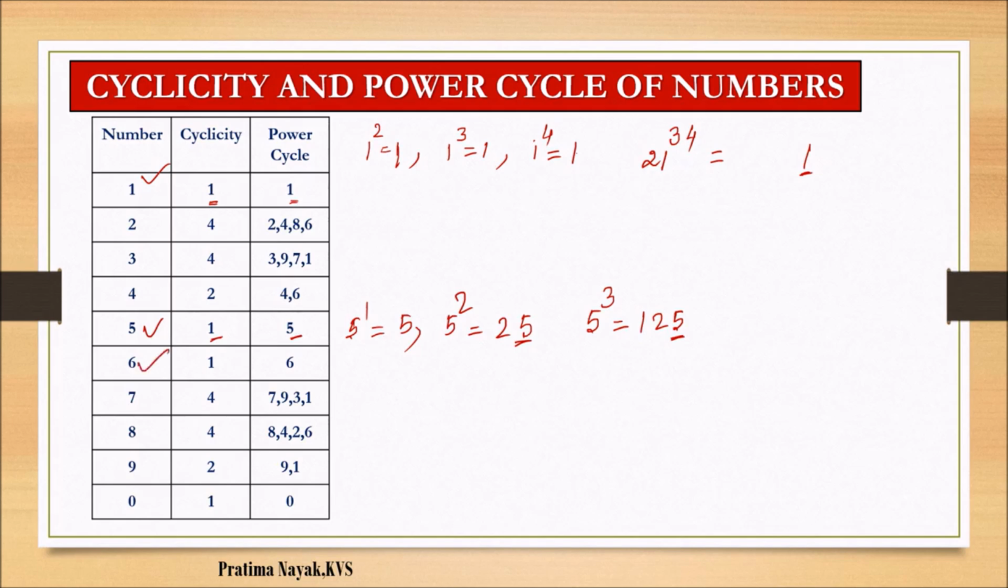Now coming to 6. 6 is also the same. 6 raised to the power 1 is 6. 6 raised to the power 2 is 36, the unit place digit is 6. 6 cubed is 216, so again 6. Same as 0: if the number ends in 0, then to any power it ends in 0. Suppose 20, its square ends in 0. This is the meaning.